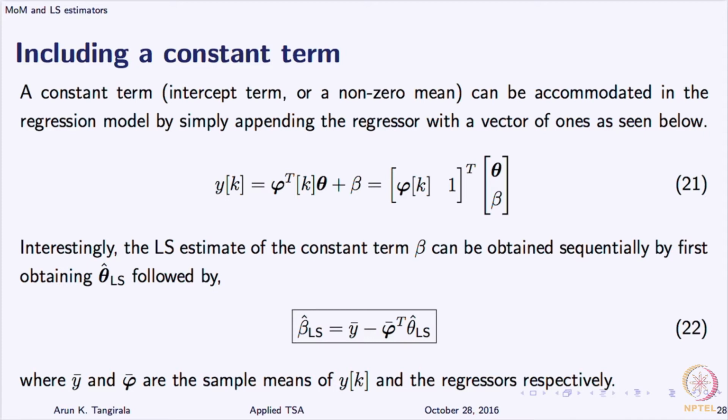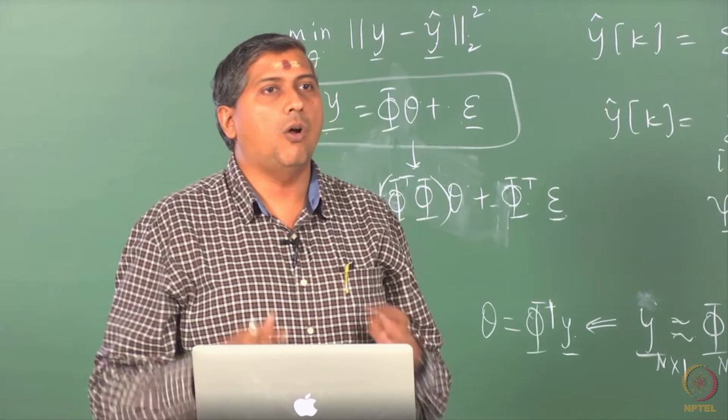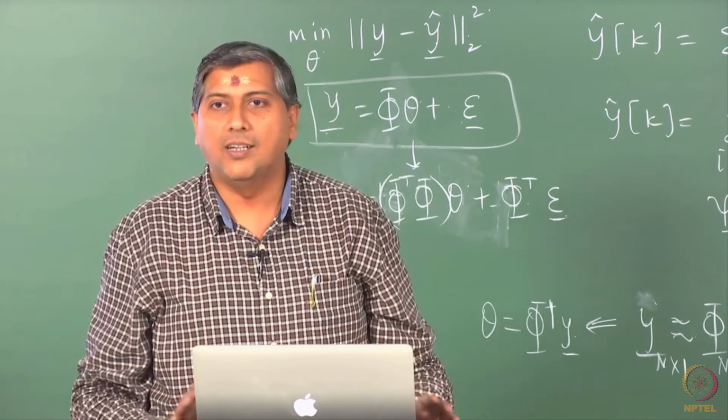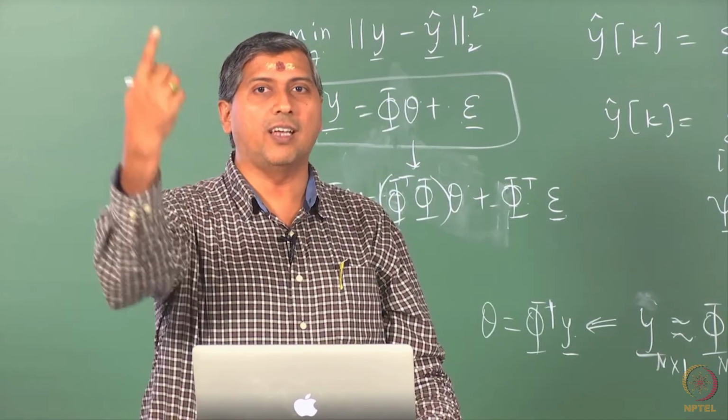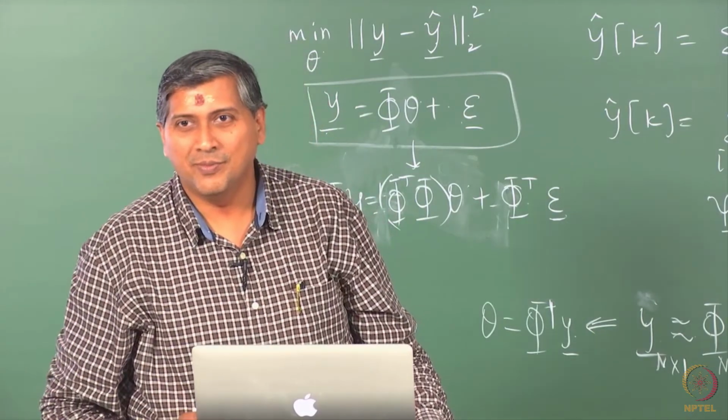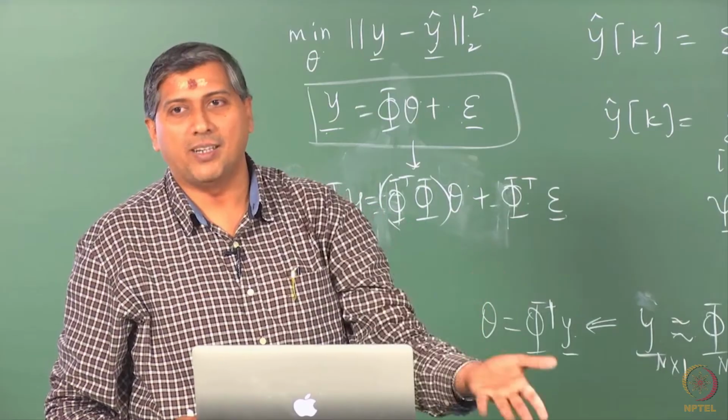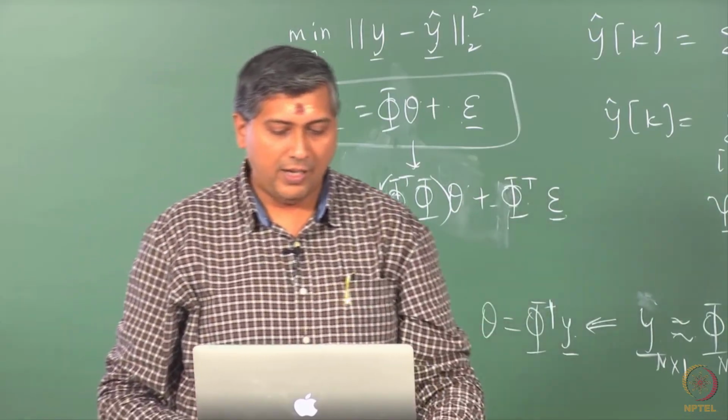This is a very standard trick that is used in linear regression, where if there is an intercept term, all it does is include a 1 in the regressor vector and say there is a new regressor whose value is 1, and find the corresponding parameter, that is all. So, an additional parameter is estimated.